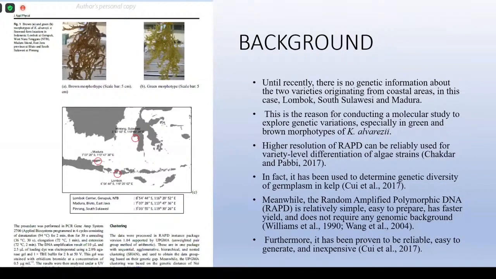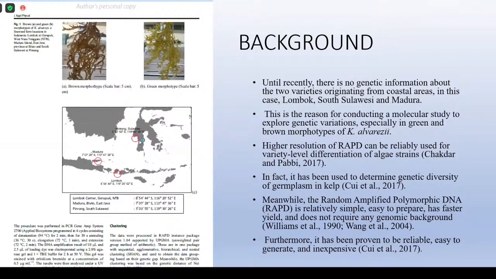Kappaphycus alvarezii. Higher resolution RAPD can be reliably used for variety-level differentiation of algae strains. In fact, it has been used to determine genetic diversity in germplasm, like in kelp. RAPD is also relatively simple, easy to prepare, has faster yield, and does not require any genomic background. And furthermore, it has been proven to be reliable, easy to generate, and inexpensive.